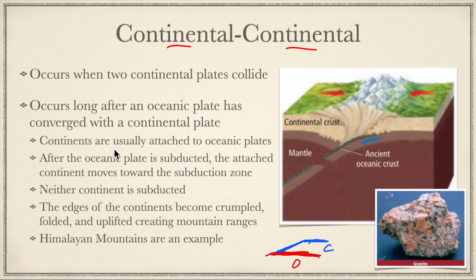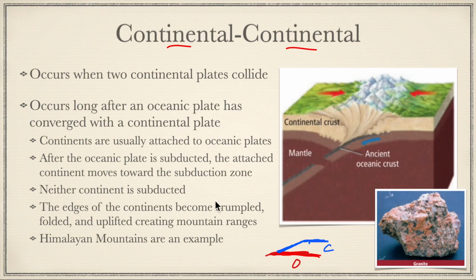So the continents are usually attached again to oceanic plates. After the oceanic crust is subducted, the attached continent moves toward the subduction zone. So these basically keep coming together. Neither continent is subducted. So if you have two pieces of continental crust come together, they are too thick. They are both relatively less dense than the material that's underneath them, so they're not going to be subducted.